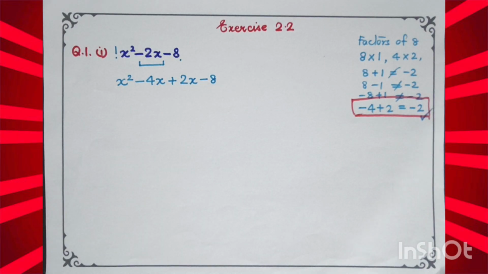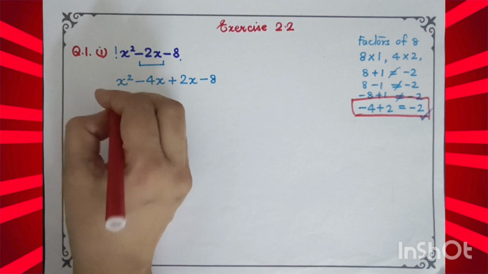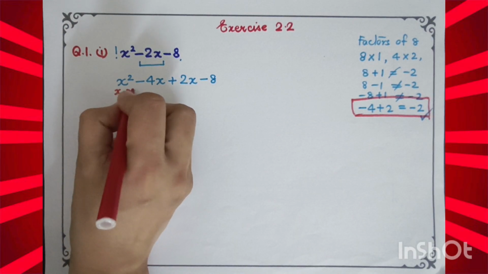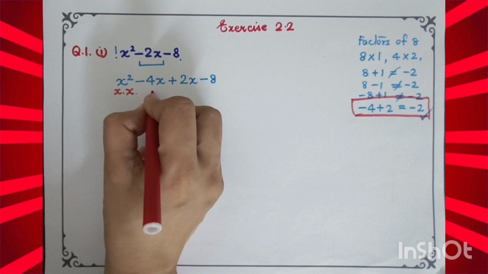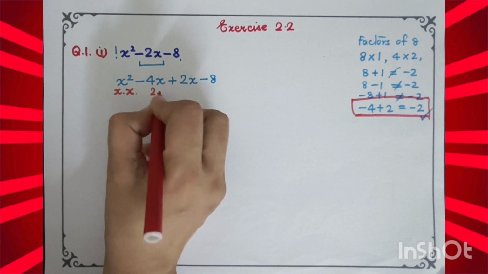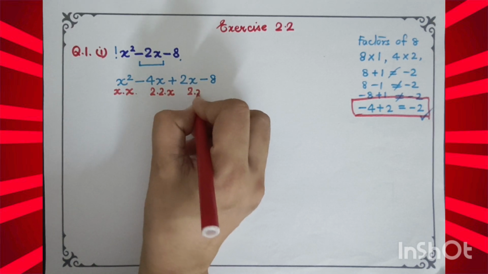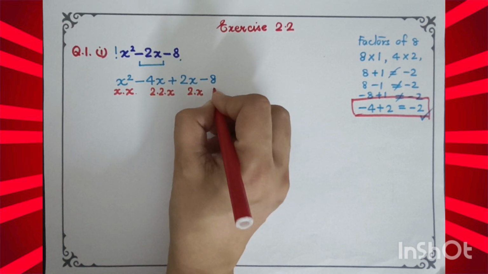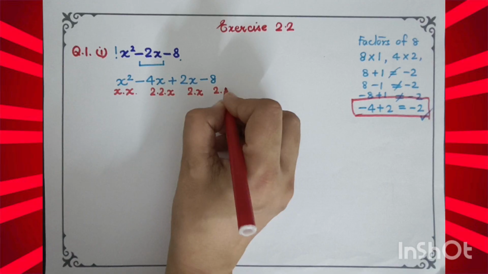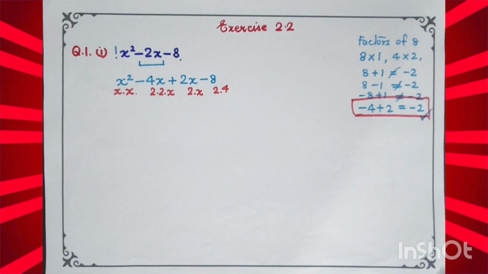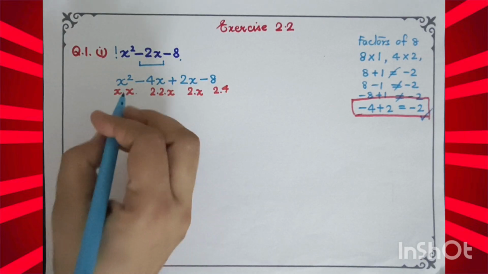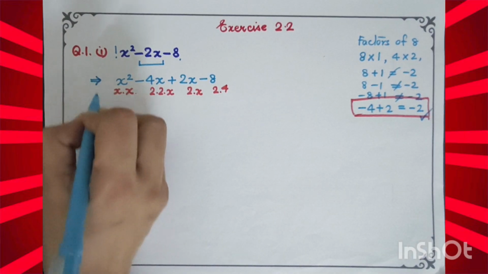Now we have to split these four terms in pairs of 2 for finding the factors, and see what is common there. Now x square can be written as x into x, 4x can be written as 2 into 2 into x, 2x can be written as 2 into x, and 8 can be written as 2 into 2 into 2 or 2 into 4, because we can see 2 is the only common term in both the third and fourth terms.